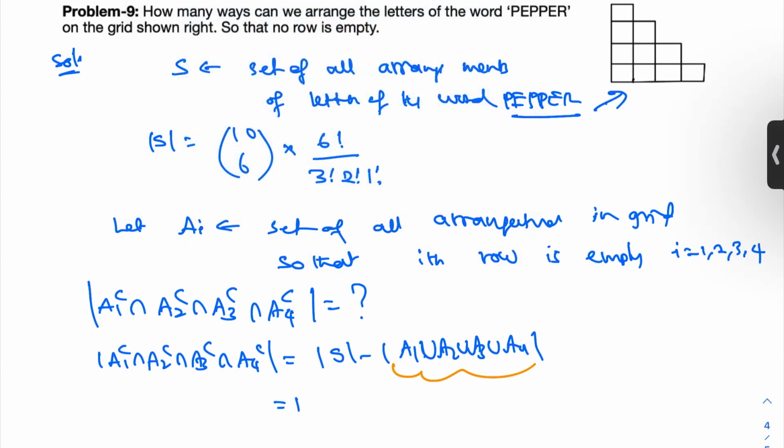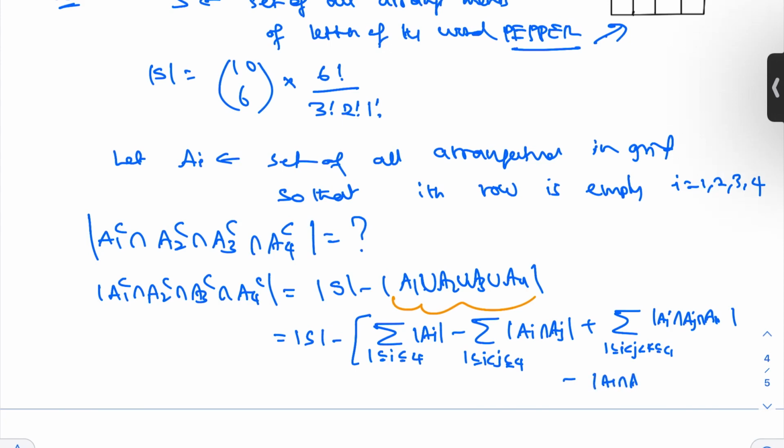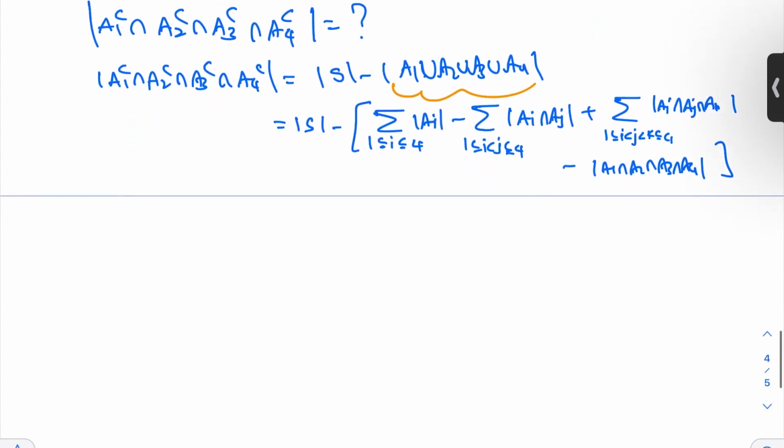Okay, and now the number of elements in S. Here if I apply the principle of inclusion exclusion, summation 1 ≤ i ≤ 4, number of elements in Ai, minus double summation, number of elements in Ai intersection Aj, here 1 ≤ i < j ≤ 4, then triple summation 1 ≤ i < j < k ≤ 4, number of elements in Ai intersection Aj intersection Ak, finally minus number of elements in A1 intersection A2 intersection A3 intersection A4. This is from the formula of the principle of inclusion exclusion.